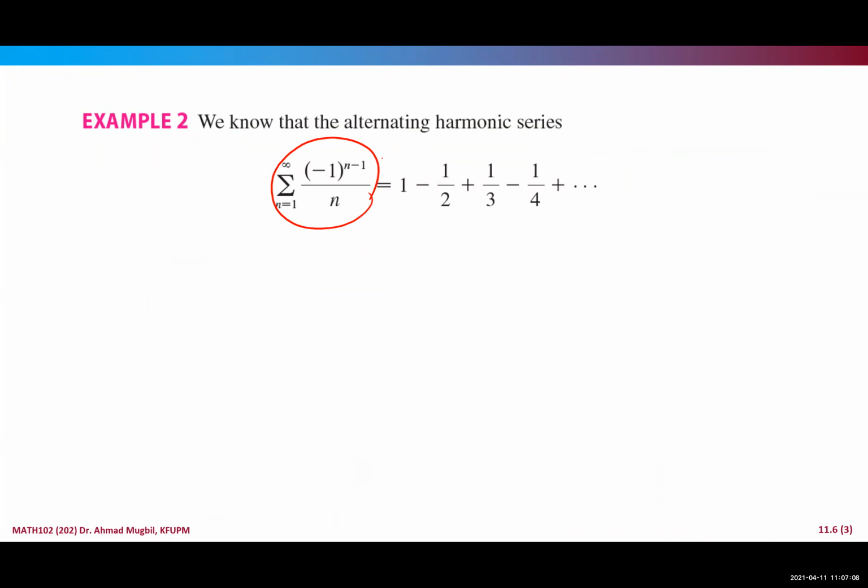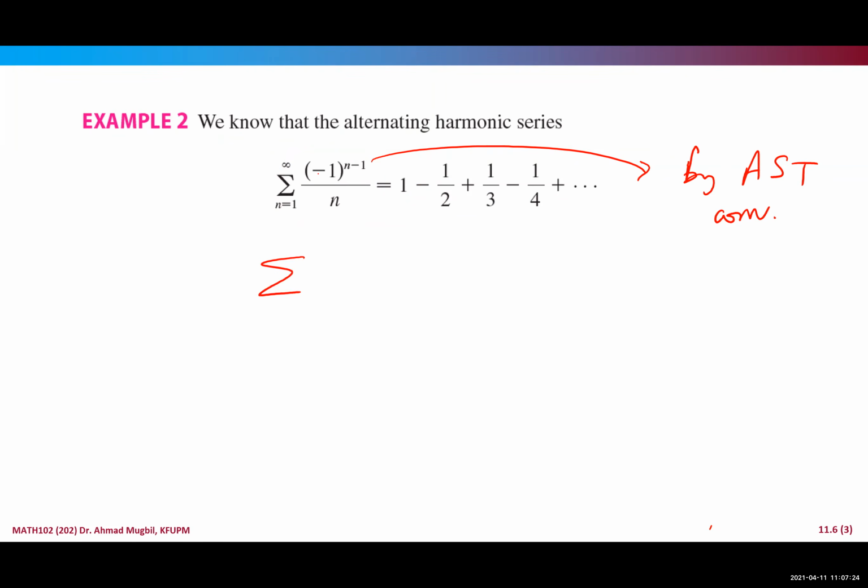Let's see this now. This series, if you remember, is convergent by the alternating series test. The question is, is it absolutely convergent? If you take the absolute value, the absolute value of (-1)^(n-1) is 1, and the absolute value of n is n because n starts from 1. So is this convergent or divergent? Divergent. This is the series of the absolute values.